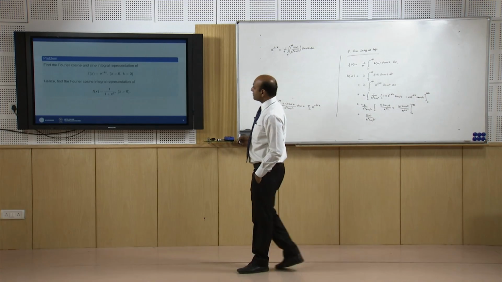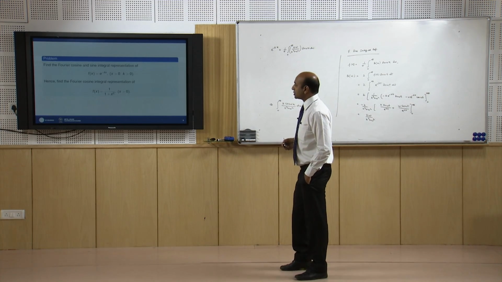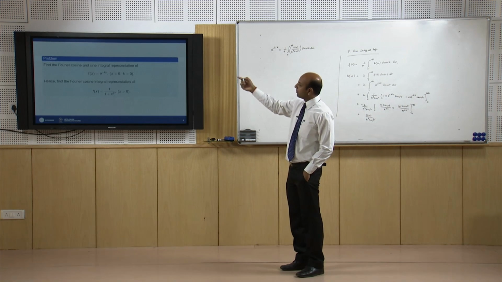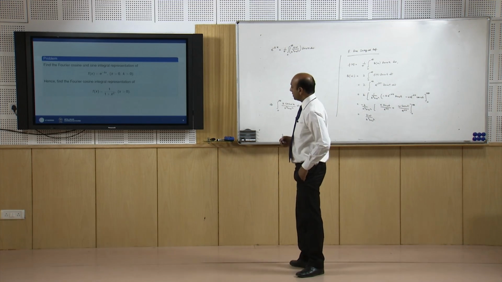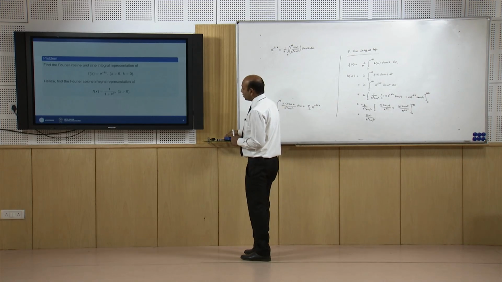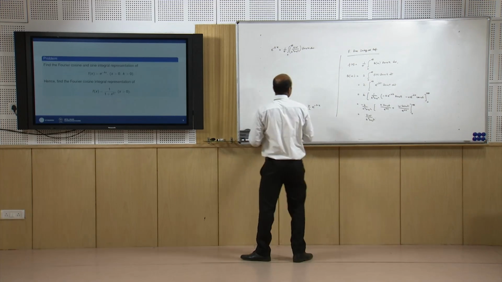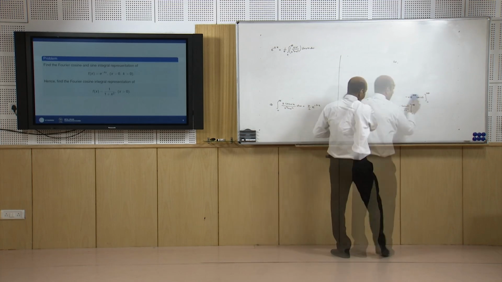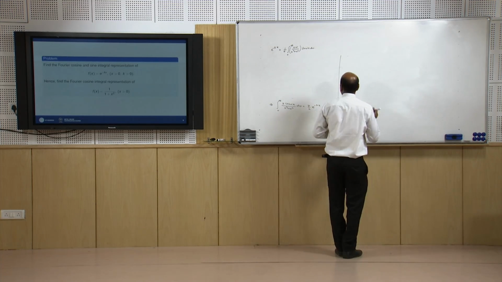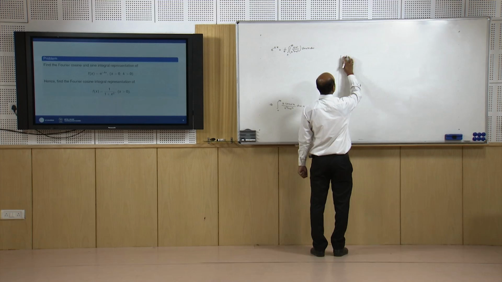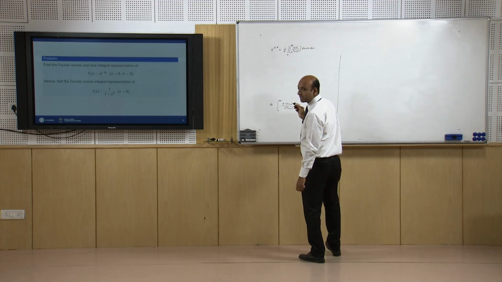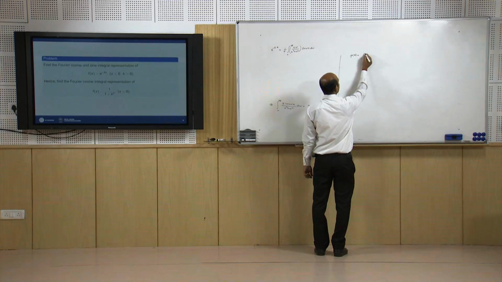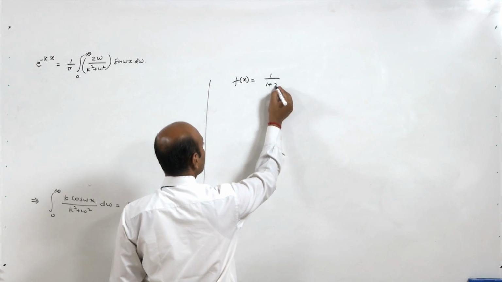Now, hence find the Fourier cosine integral representation of this function. So, this we have to find using the previous result obtained from the previous problem. So, let us find the Fourier integral representation of this function. The function is 1 upon 1 plus x square.